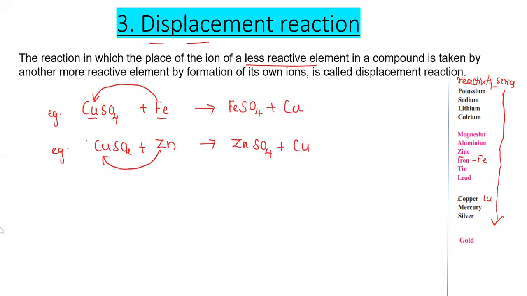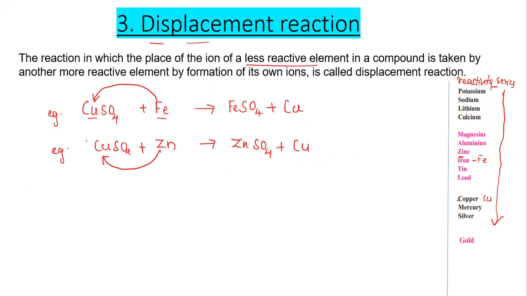So what is displacement reaction? The reaction in which a more reactive element will displace a less reactive element in a compound by the formation of its ion. This reaction is called a displacement reaction.